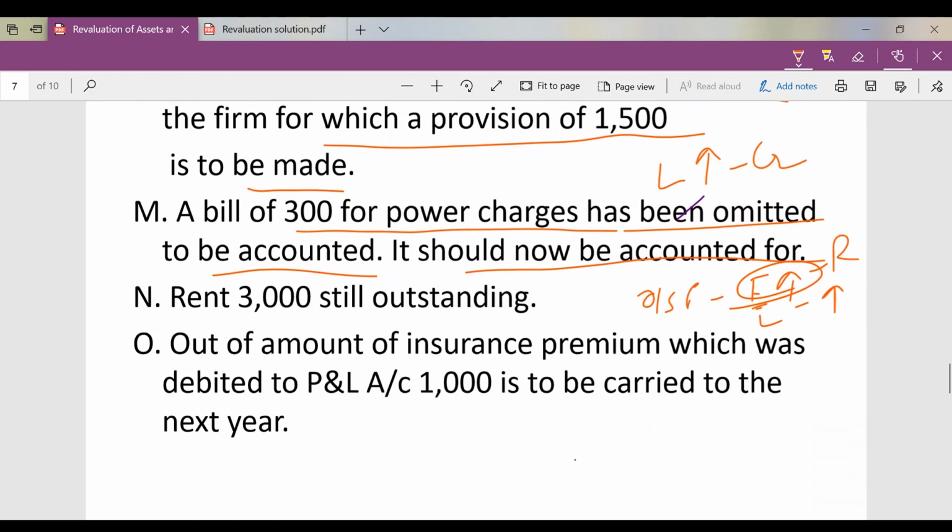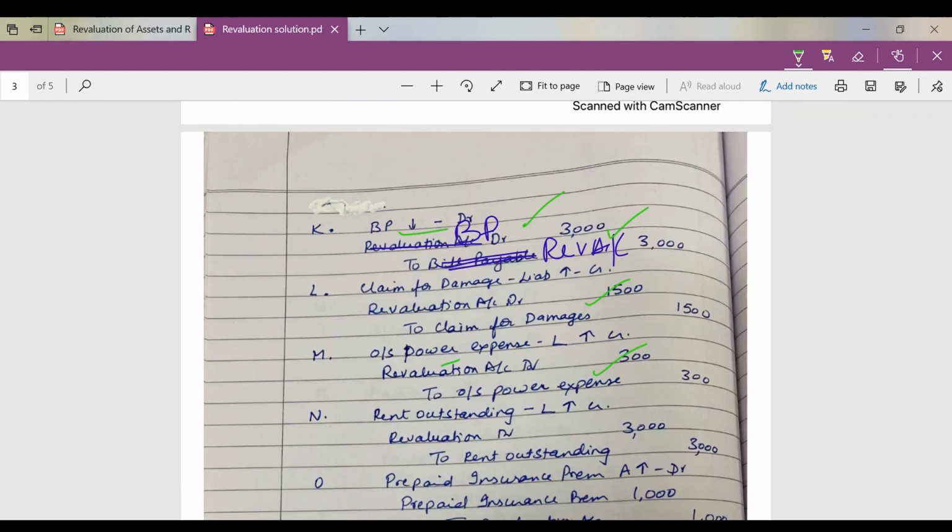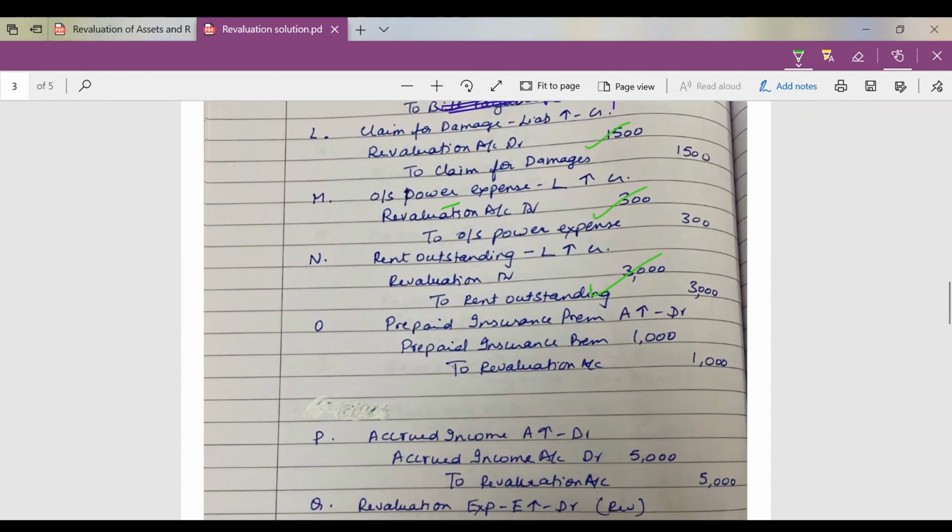Next is, he's saying rent 3,000 is outstanding. So outstanding rent is again a liability increase. So we need to credit it. And again, outstanding rent is an expense. So we need to debit it. We have to pay it in the next year. So it will be debited from the revaluation account. So the entry will again be revaluation account debit to rent outstanding.